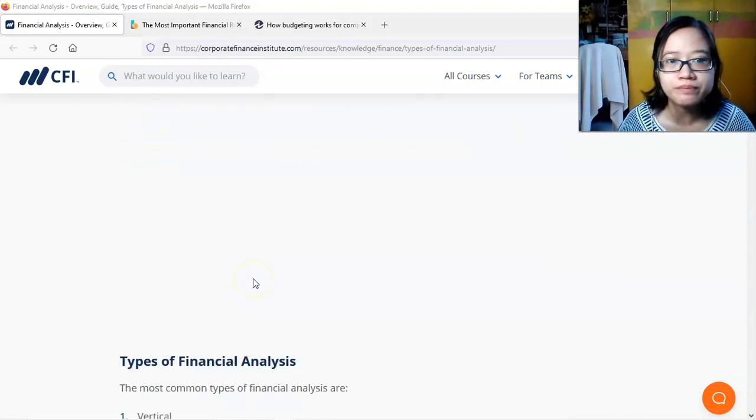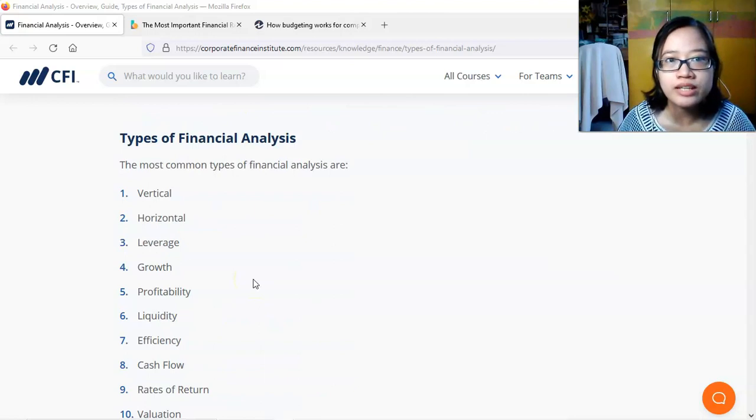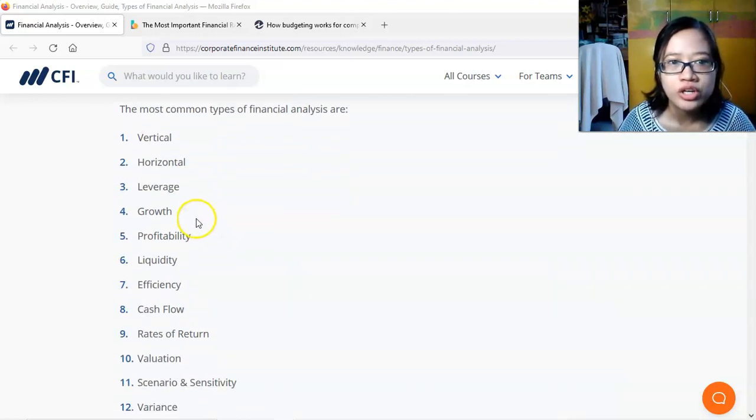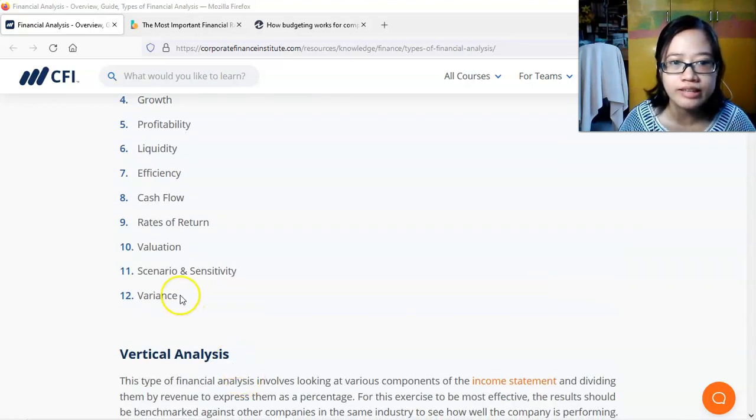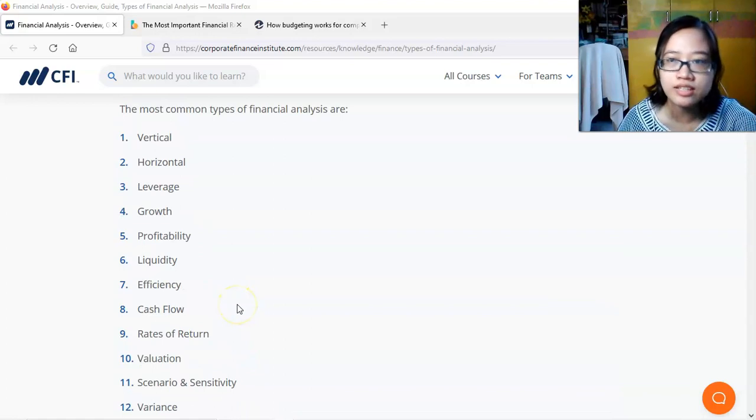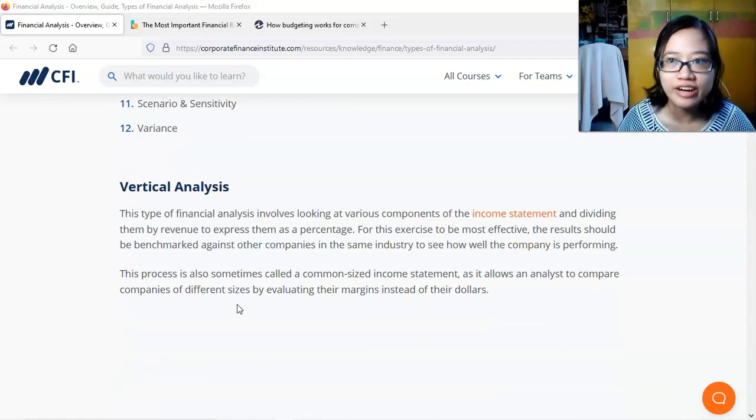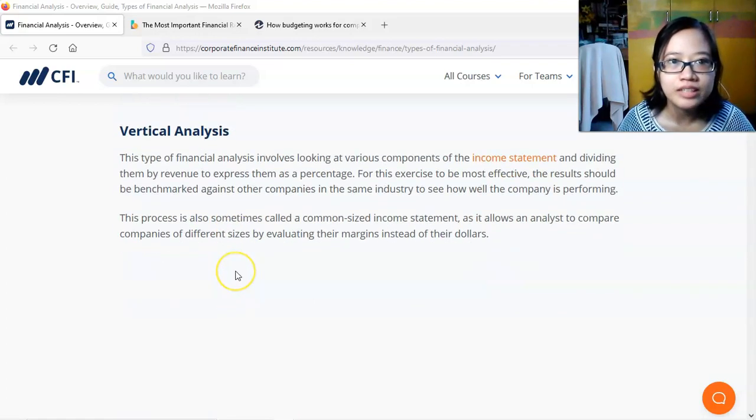Okay. So in types of financial analysis, we have vertical, horizontal, leverage, growth, profitability, liquidity, efficiency, cash flow, rates of return, valuation, scenario and sensitivity, and then variance. Okay, all of these will be discussed further in the article, alright? So yeah, let's start with vertical analysis.